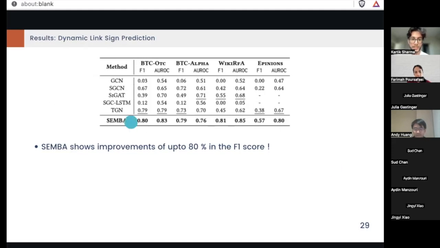I guess TGN is an indication of what we can learn just from the data. SAMBA uses the inductive bias of balanced triads in its learning, and SiGAT and SGCN also use this kind of balanced triads, while GCN does not use anything, so it's that kind of framework. And we can see that there is a significant improvement by using SAMBA.